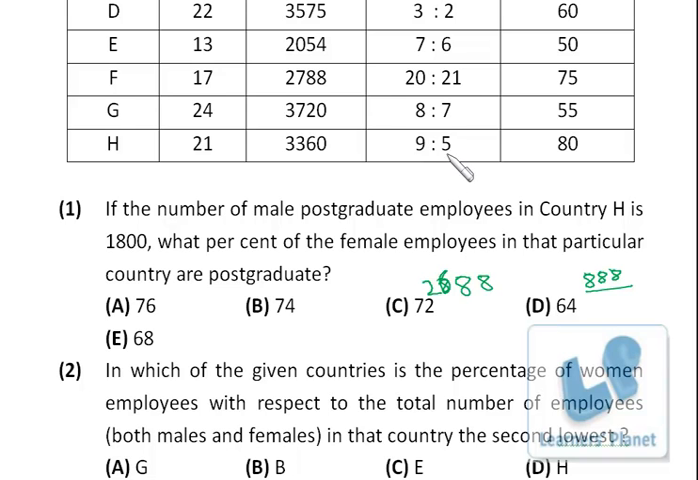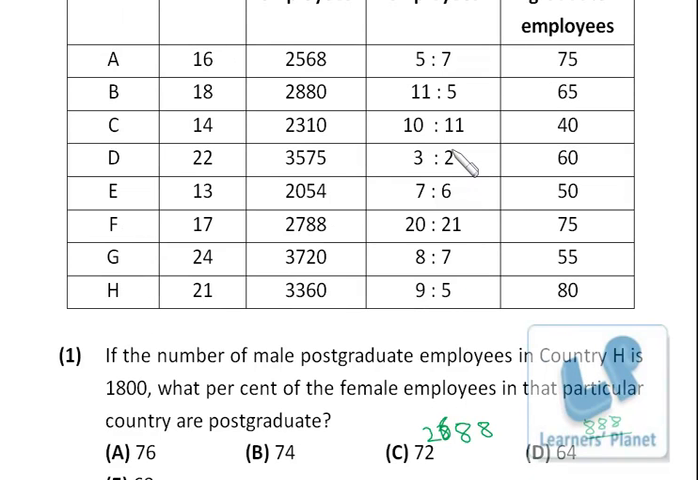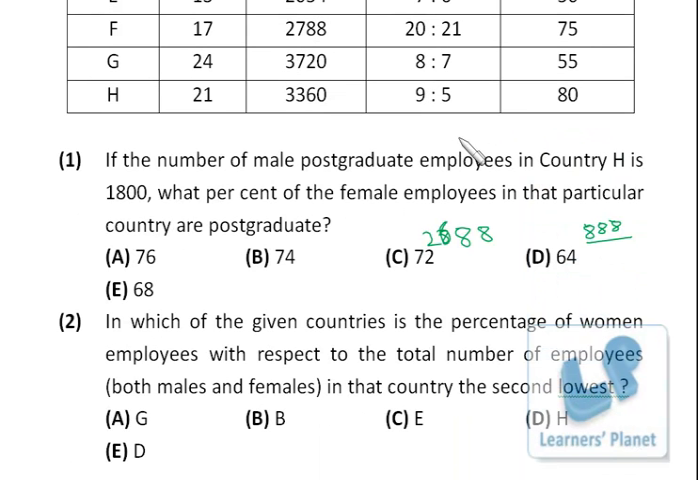Now the total number of females, actually the male to female ratio is given, right? 9:5. So females are actually 5 by 14 of 3360. So that is the calculation we have to make, and of course into 100. Okay, I hope you are clear.